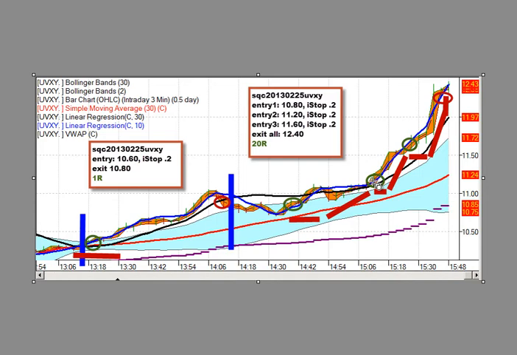Why? Because we've got 2R in hand. We've got momentum working in our favor. It's cleared this previous swing high up around 1105-ish. And so we put that second trade in at 1120 with an initial stop of 0.2. And now it really takes off on 2.